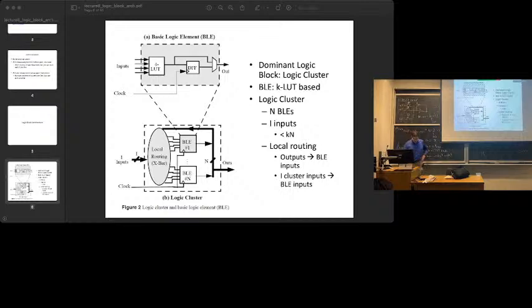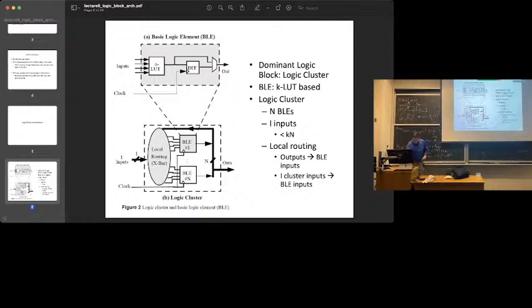It's a logic cluster, which means we take n of these basic logic elements and combine them into a logic block with some local routing. That local routing could be a full crossbar as long as your cluster's not too big. More commonly, it's a somewhat depopulated switch network. So it's not quite as flexible as a full crossbar, but it's usually pretty flexible.